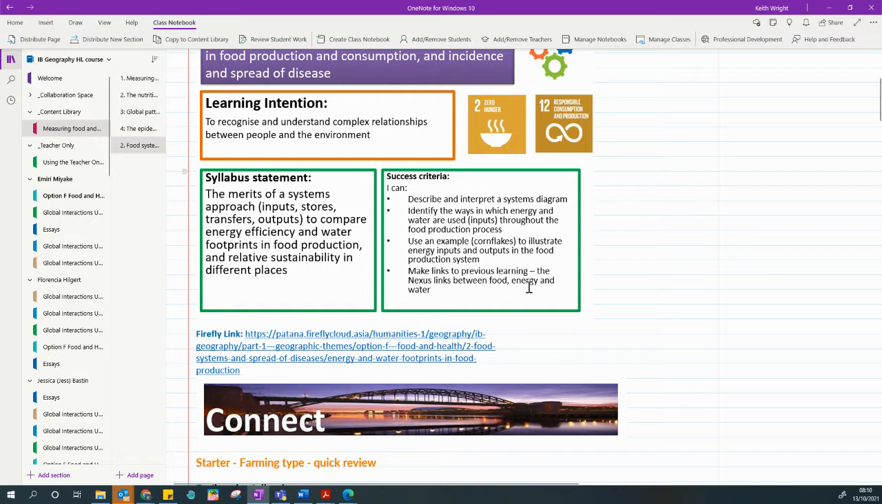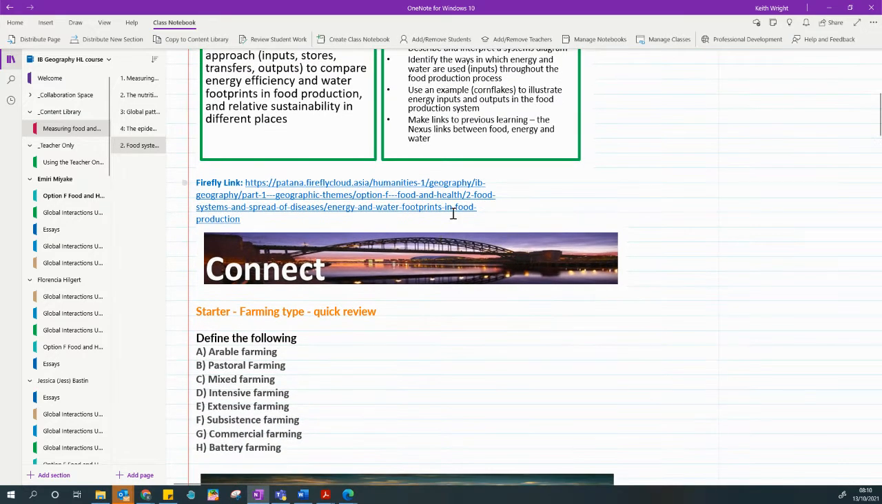This one, you don't worry about this last one. This has been left in there, but we used to study the resources topic, all of the resources topic first, but we changed the structure of the way we do things. So we'll come to the concept of nexus linking food, energy, and water later. I've checked it. The Firefly link does work.